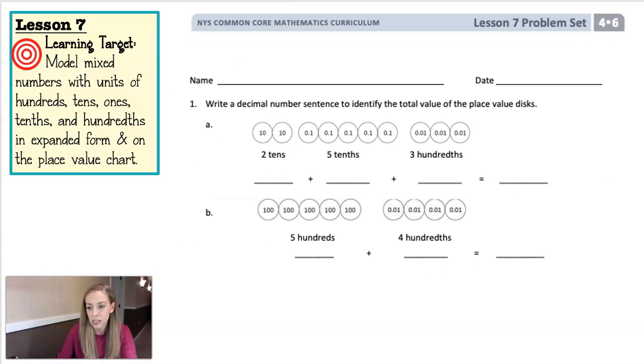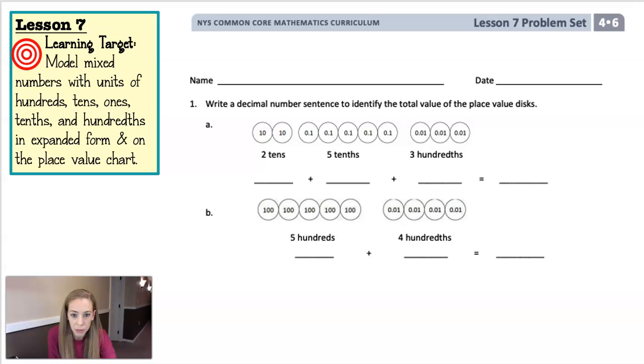All right, lesson 7. We'll just go through this pretty quick here. It says model mixed numbers with units of hundreds, tens, ones, tenths, and hundredths in expanded form and on the place value chart. So with these, you can almost just look at these as dimes. $10 bills. These are $10 bills. Very different. And dimes and pennies.